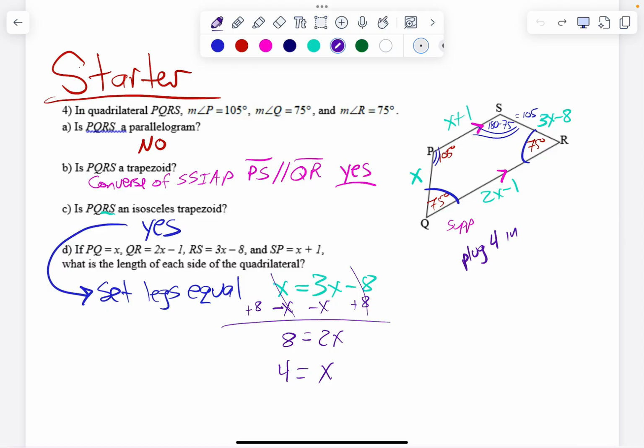And for x, so this side will be 7, this side will be 5, this side will be 4. And then here's a good check on our work. If this side happened to not be 4, we would know that we solved incorrectly for x.